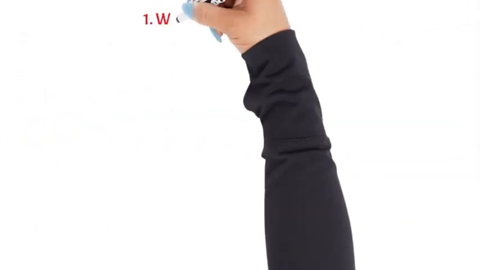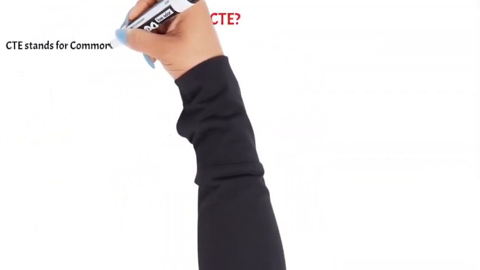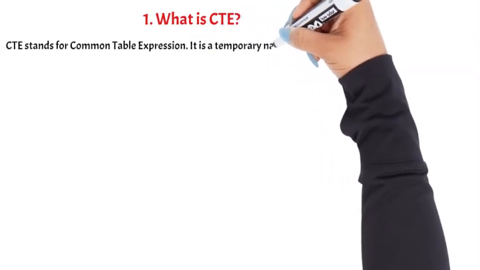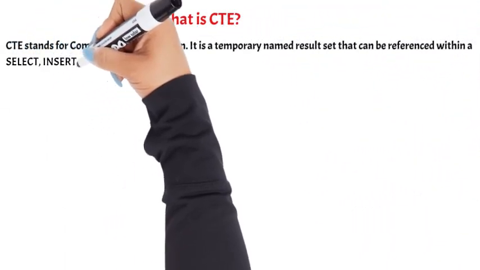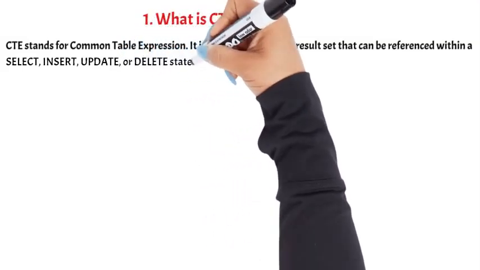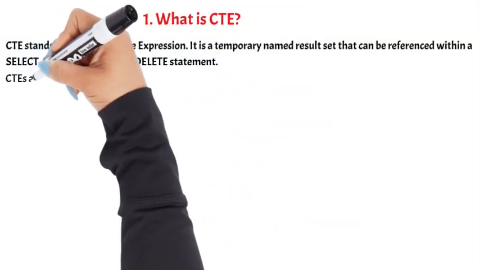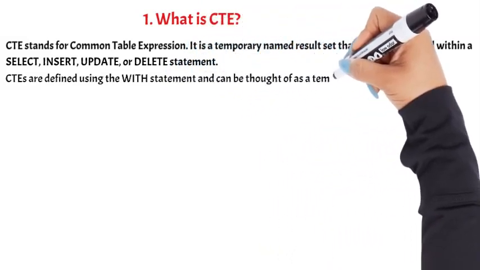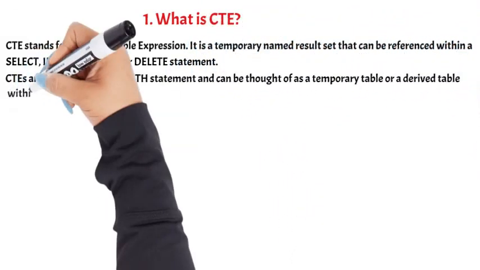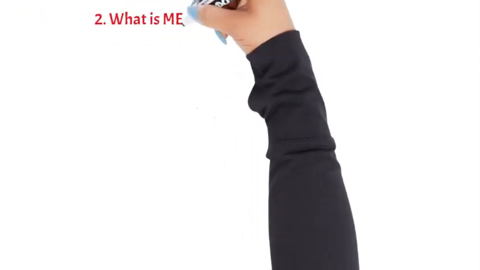1. What is CTE? CTE stands for Common Table Expression. It is a temporary named result set that can be referenced within a select, insert, update, or delete statement. CTEs are defined using the WITH statement and can be thought of as a temporary table or a derived table within a query.